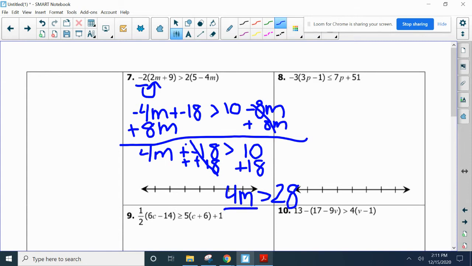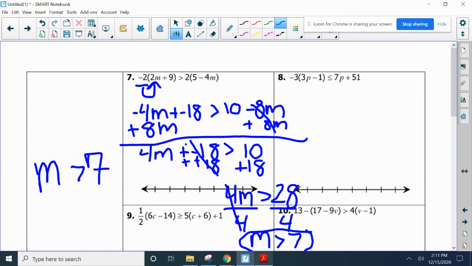And then we're going to go ahead and divide both sides by 4 to get rid of multiplication. And m is greater than 28 divided by 4 is 7. All right. And then I want you now to go ahead. Well, no, let me graph it for you first. Pause this. M is greater than 7. Pause this. Fill out the notes if you didn't finish it, so I can graph this.